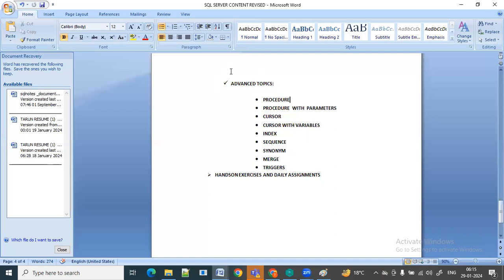Along with this content, you will be having some hands-on exercises and daily assignments. See, if not daily, mostly once the topic ends, I will be sending you the assignments. If not daily, maybe weekly, because some topics will take 3 to 4 days. Once a topic is completed, I will be sending the assignments. The assignments are purely based on the topics which I will be discussing.